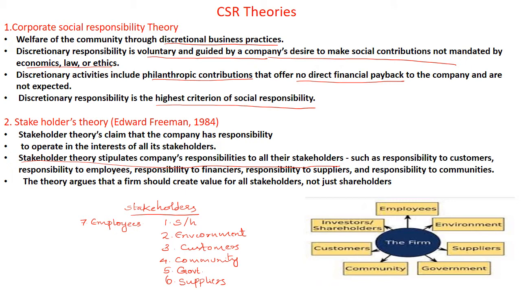So let's look into the CSR theories. The first theory you have to learn is corporate social responsibility theory. According to this theory, the company contributes to the welfare of the community through discretionary business practices. Discretionary responsibility means a voluntary responsibility without any external pressure. The company itself is voluntarily involved in social contributions. It is not mandatory, but they voluntarily engage in it. The discretionary activities include philanthropic contributions that offer no direct financial payback to the company, and it is the highest criterion of social responsibility, without any external pressure or compulsory law.